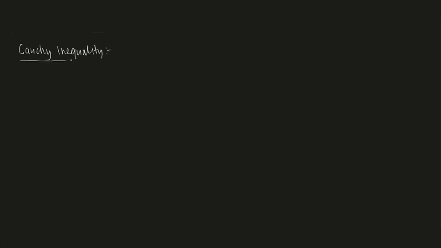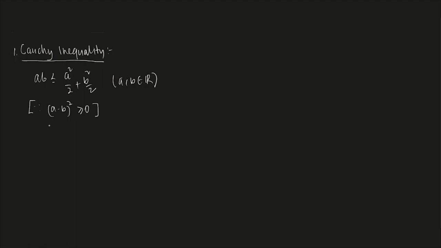Cauchy inequality, and most of you know this inequality. It says AB is less than or equal to A square by 2 plus B square by 2. Now it's very easy to see why this is true. This is true for A, B in R, since (A minus B) whole square is always greater than or equal to 0, and that will give you this particular thing, right? So that's your Cauchy's inequality. This is the most basic form.